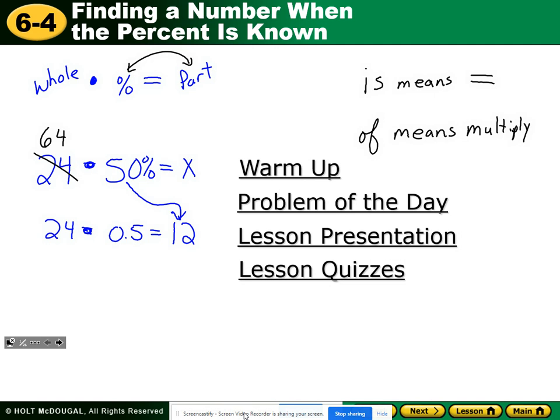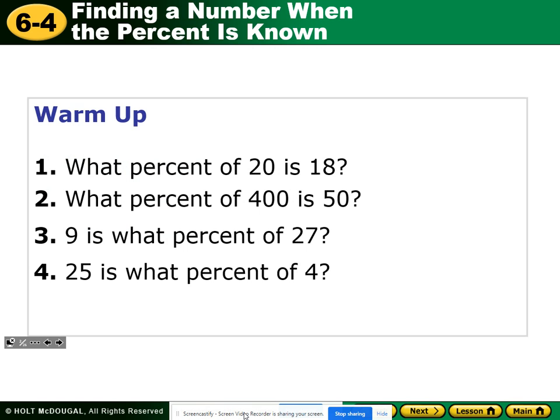Do you guys kind of get that? Does that make sense? Yes. How are you feeling about that? All right, I'm seeing good nods.